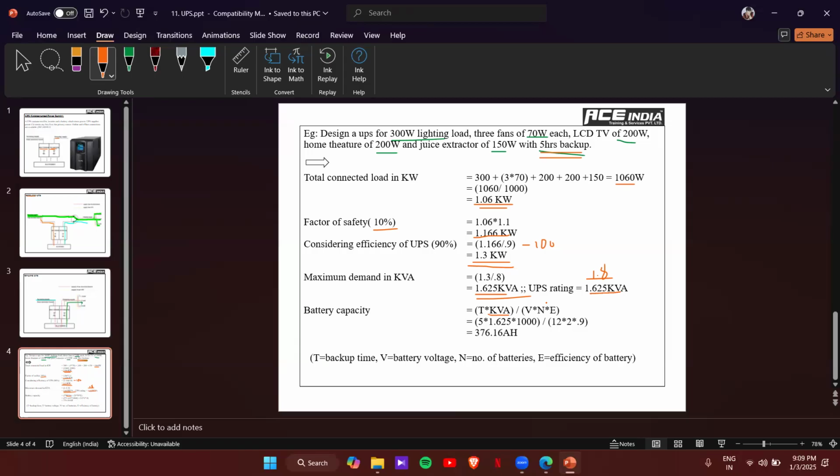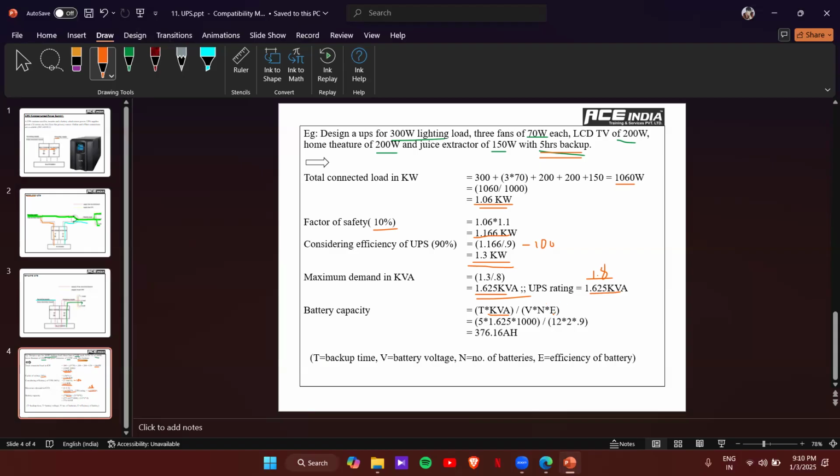N means number of batteries. So how many batteries are required? This is often decided based on the space we have. If you have more space to accommodate the battery, you can take multiple. On an average, you can take two. Two or three is fine. If you go for one battery, the size will be bigger. Also, if that battery is gone, it will affect the entire system. So it's always better to go for two or more.